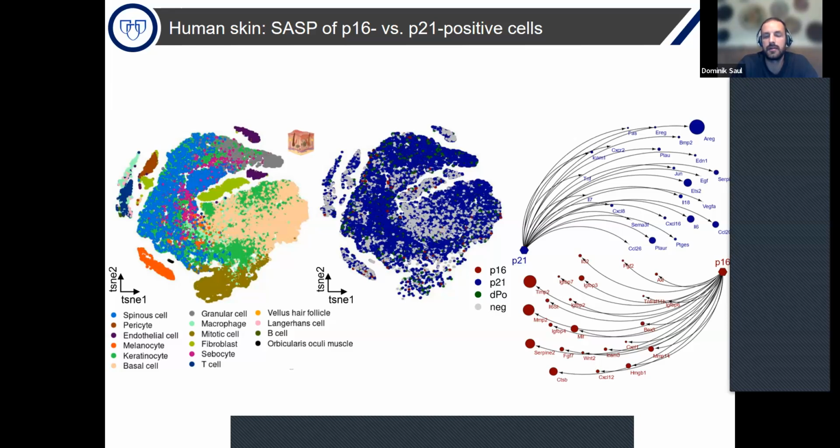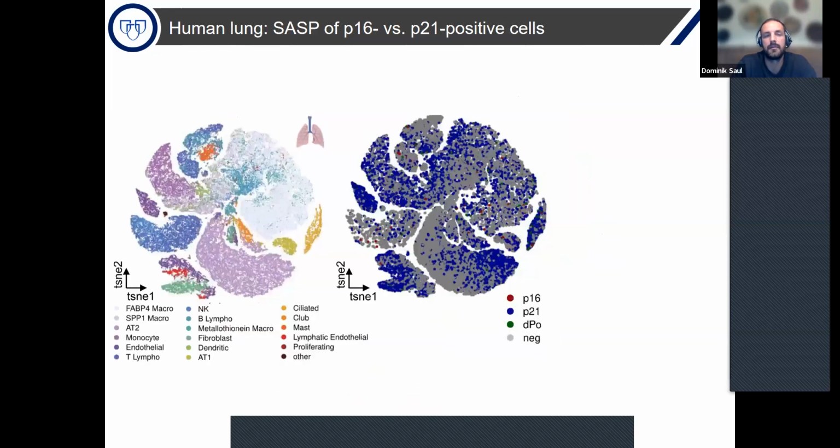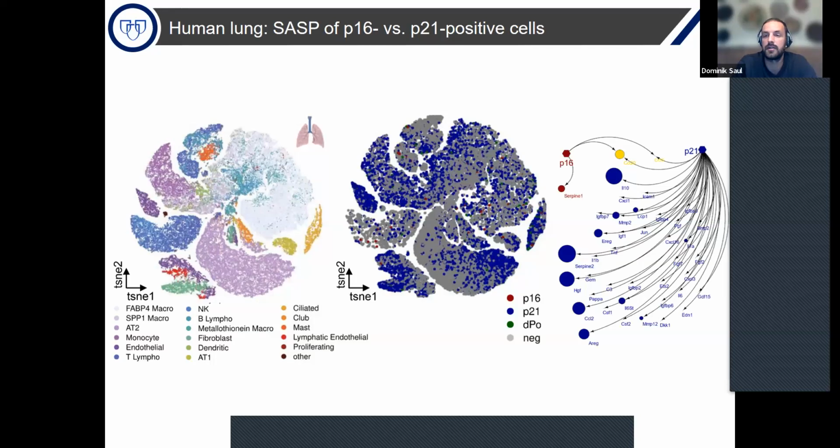So to make sure this is not just a species effect, we also included another data set. So here's the human skin whole secretome. Now we got a little overlap between both of these, but still most of it is distinct. Then we used the human lung data set and found P16, P21, and very few double positive cells. And again, a lot of P21 secretome, not so much P16, very tiny overlap.